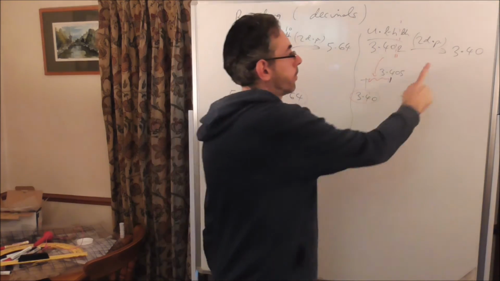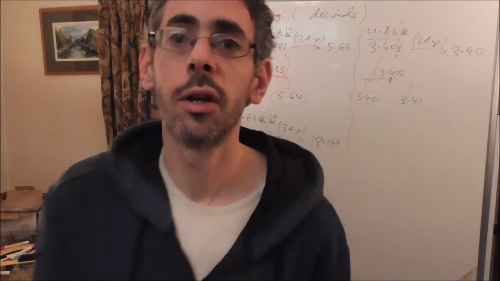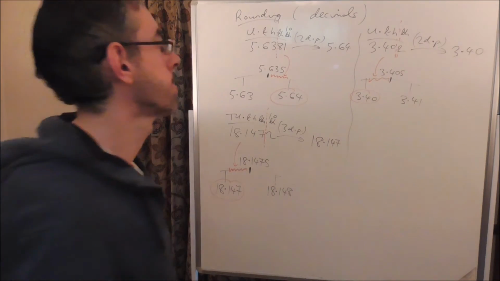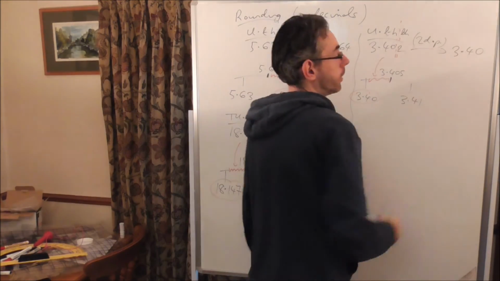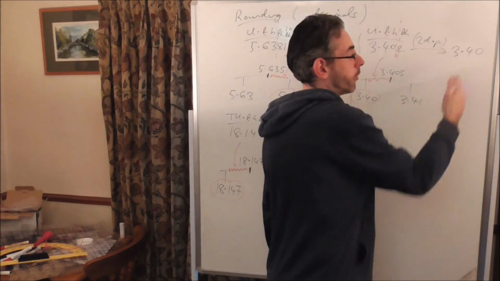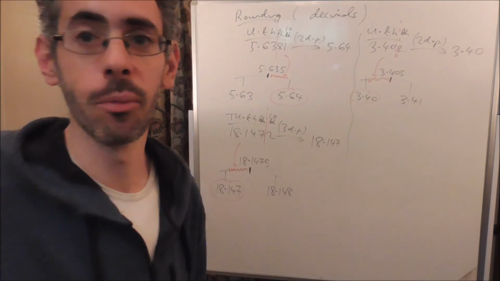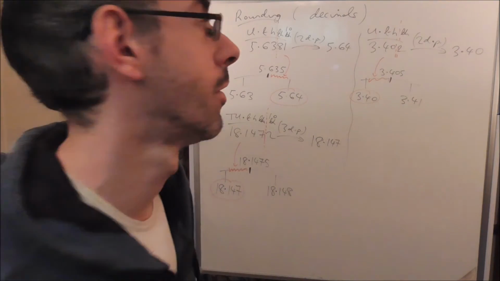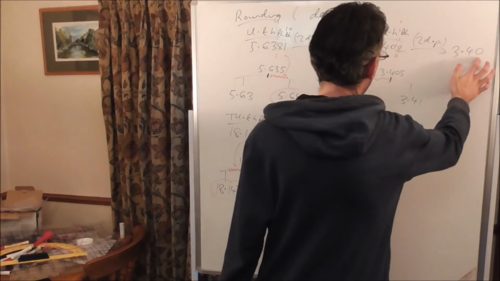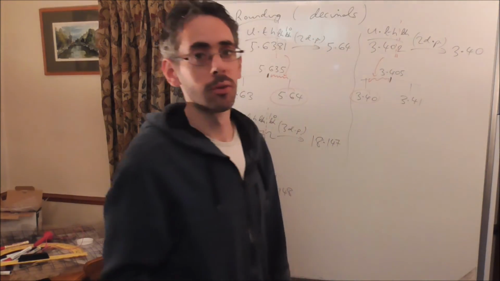Now, is it okay to write 3.4, or should you leave the 0 there? Should you write it as 3.40? Well, I think because you're rounding to 2 decimal places, you should actually keep both digits after the decimal point. Remember, when you're rounding to 2 decimal places, you're looking for a number with 2 digits after the decimal point. So by keeping the 0 there, that shows that you've rounded it to 2 decimal places.